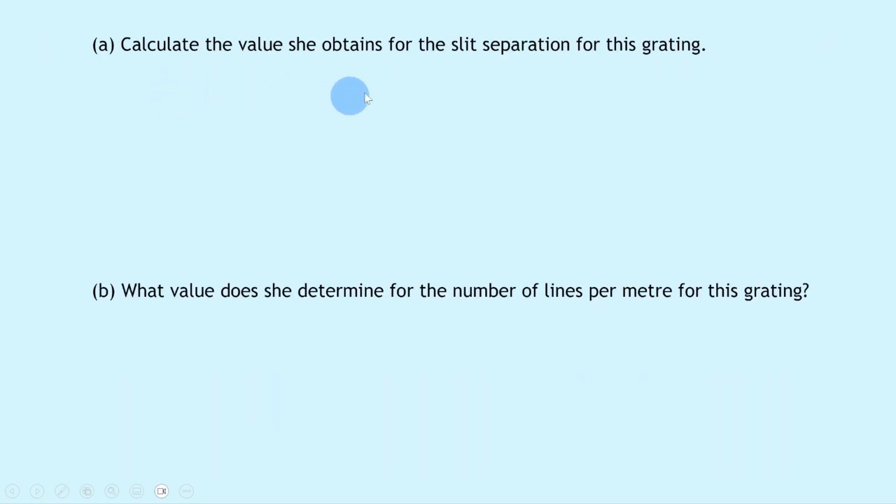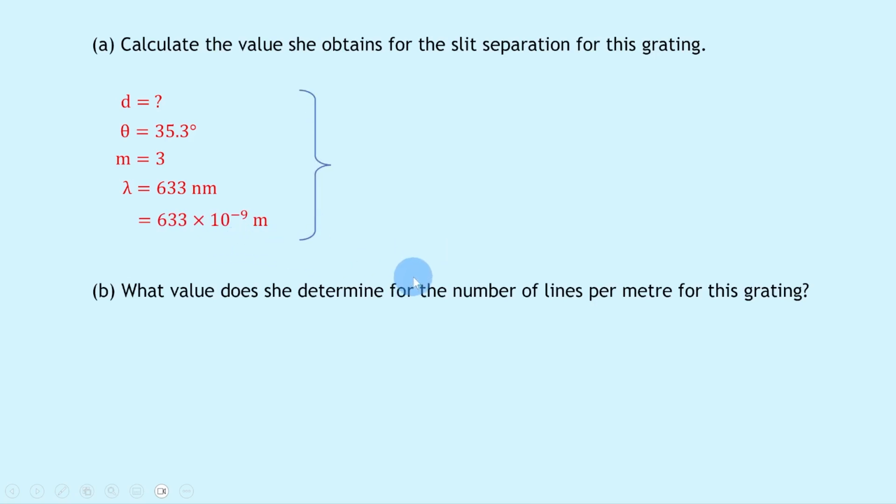Part A says calculate the value she obtains for the slit separation for this grating. So writing down what we know from the question, we're trying to find the slit separation d. We know that angle theta is 35.3 degrees, the order number m is 3 since we're at the third order maximum, and the wavelength lambda is 633 nanometers, which we need to convert into meters, so that becomes 633 times 10 to the minus 9 meters.